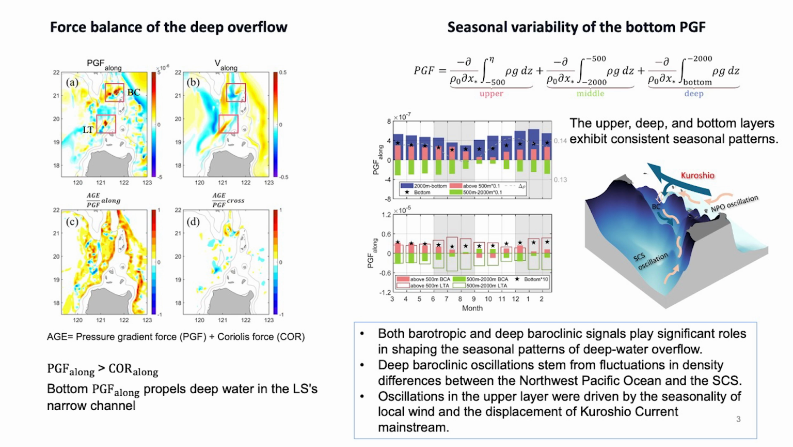Moving on to the seasonality, we decompose the bottom pressure gradient force into upper, middle, and deep layers to understand their contribution to seasonality. The bar plot illustrates that both the upper and deep layers drive intrusion towards the South China Sea. We also observe a consistent seasonal pattern across the upper, deep, and bottom layers. Deep layer oscillations are linked to the density difference between the Pacific Ocean and South China Sea, while oscillations in the upper layer are influenced by local wind seasonality and the displacement of the Kuroshio current.